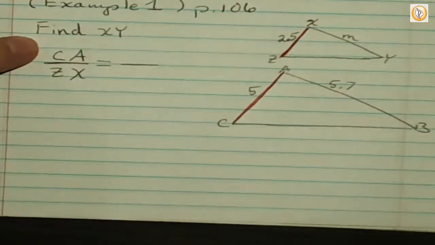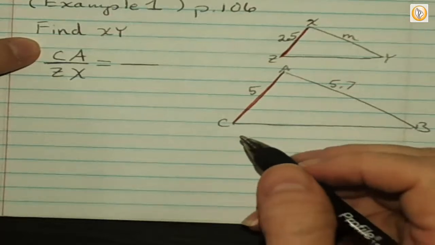So, if you're cross multiplying, you would put the CA on the bottom of the other. Not necessarily.